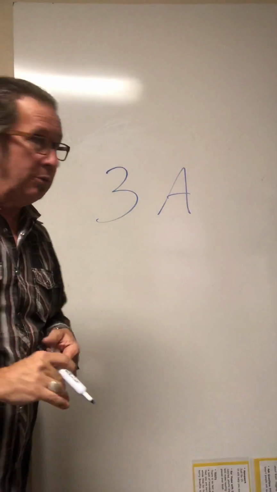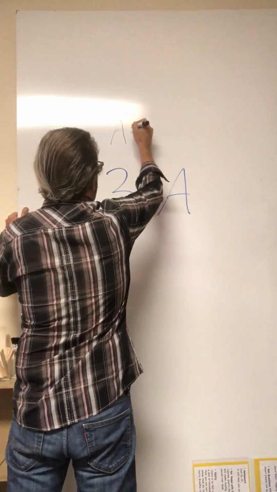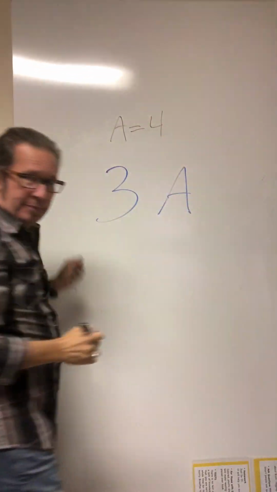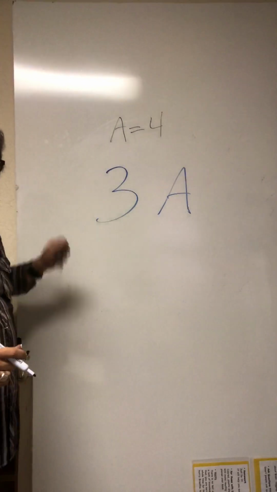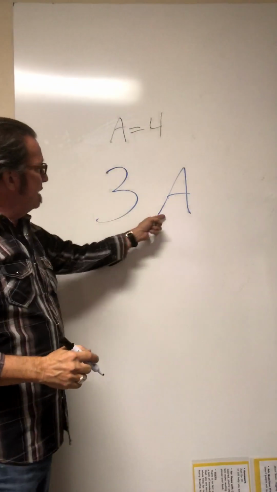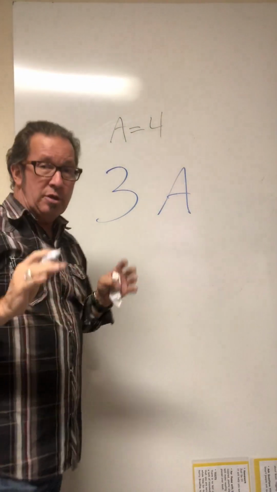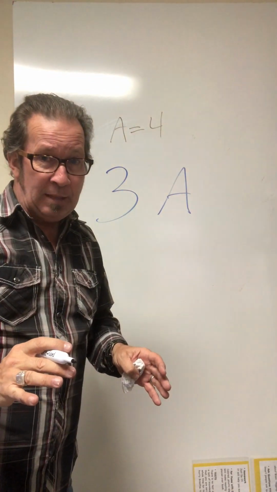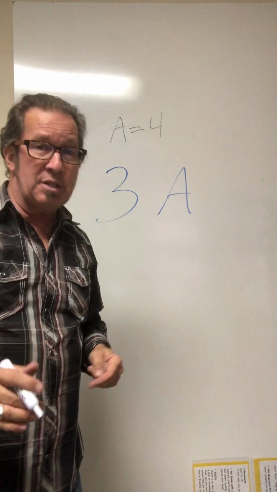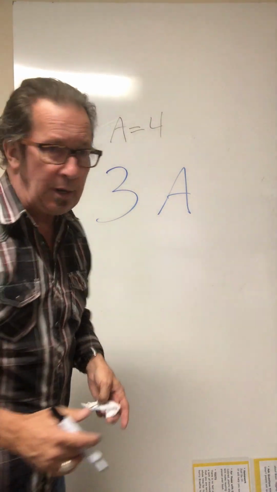Now, that said, what does A equal? I don't know, let's say it equals 4. So A equals 4. Okay? So 3 times A, what does A equal? 4. So I'll show you the mistake people make, and I'll show you how to get it right. What do you want to see first? Okay, I'll show you how to get it right first.